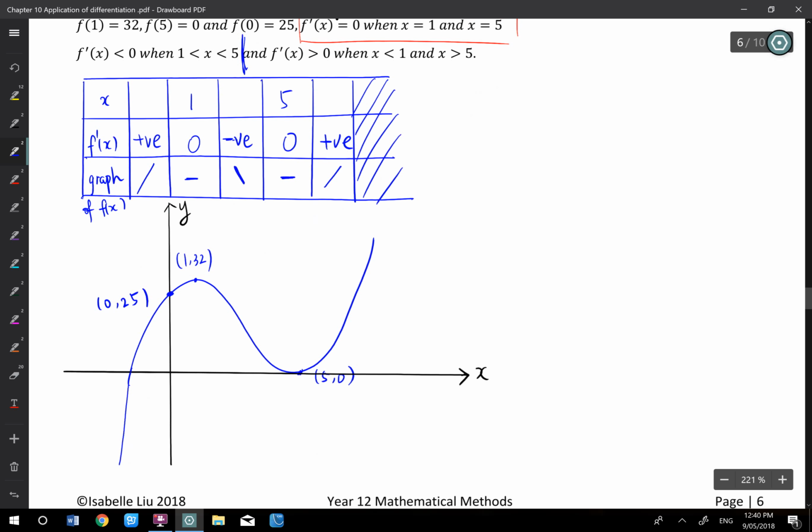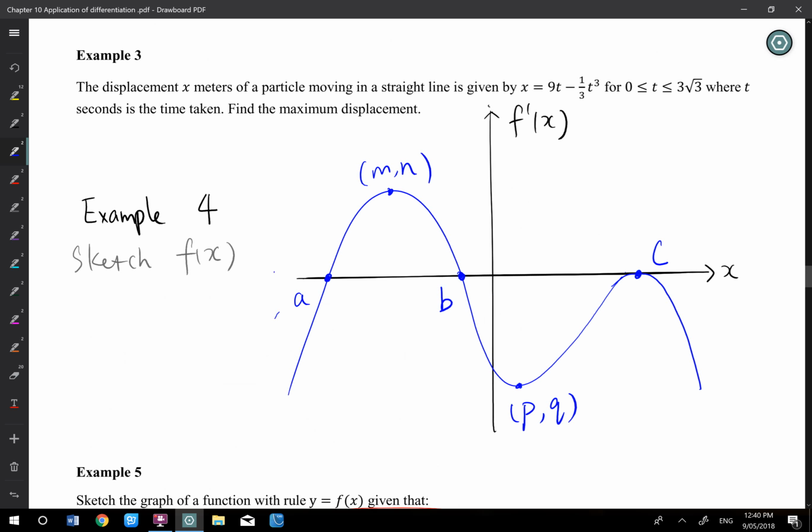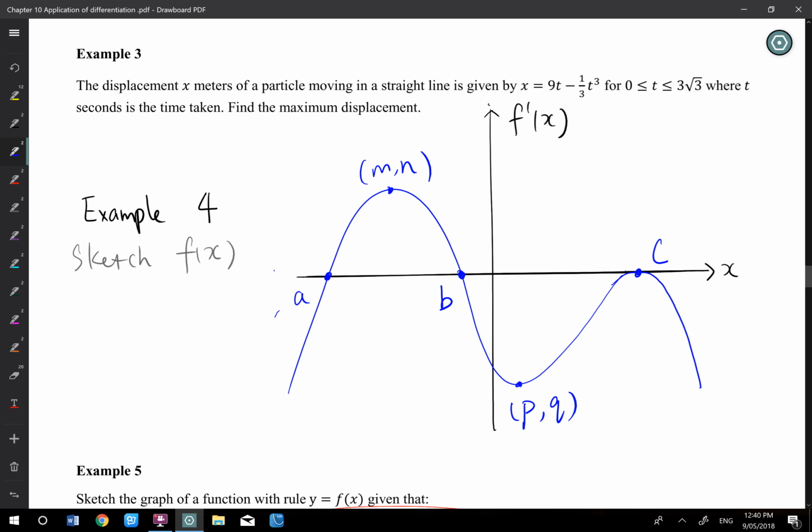When you finish this one, let's have a look at this one. This is how the exam multiple choice questions like to give it. Something like this. What point do you think is important? Like A, B, C, D, M, N, P, Q, what do you think is important? What will you look at, or how can you set up the slope diagram? What values do you use? A, B, C, M, N, P, Q, which ones do you use?